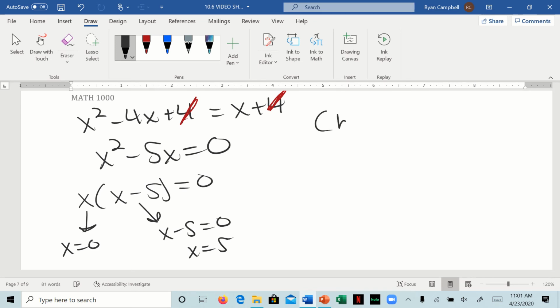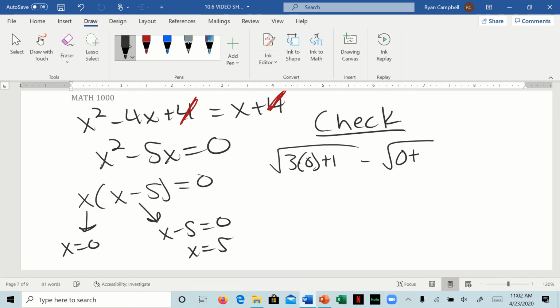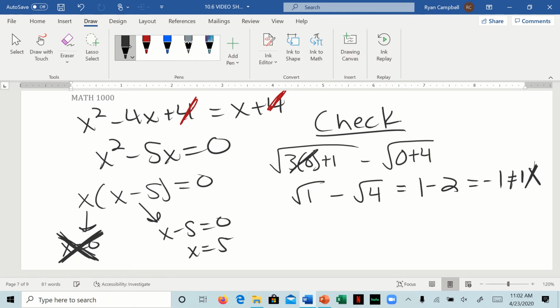So now we got to check ourselves. So let's check 0 first. So the square root of 3 times 0 plus 1 minus the square root of 0 plus 4. So we're just plugging in 0 for x in our beginning. So 3 times 0, which is 0, so we get the square root of 1 minus the square root of 4. Square root of 1 is 1, square root of 4 is 2, so 1 minus 2 is negative 1. Is that what we wanted? No. We wanted positive 1, which means that 0 is an extraneous solution, so that's not a solution at all.